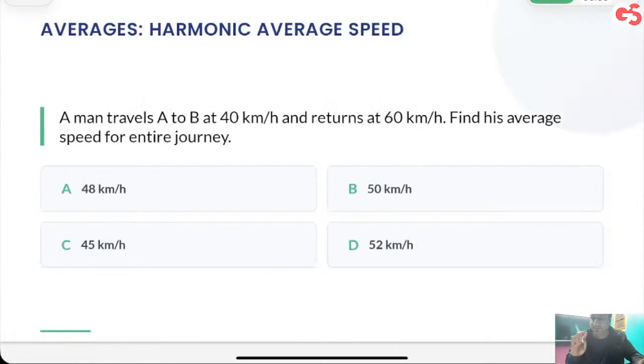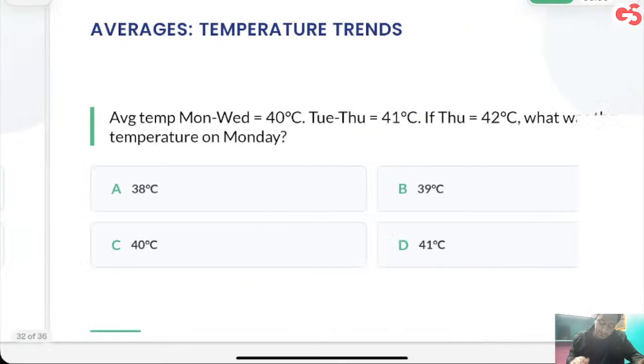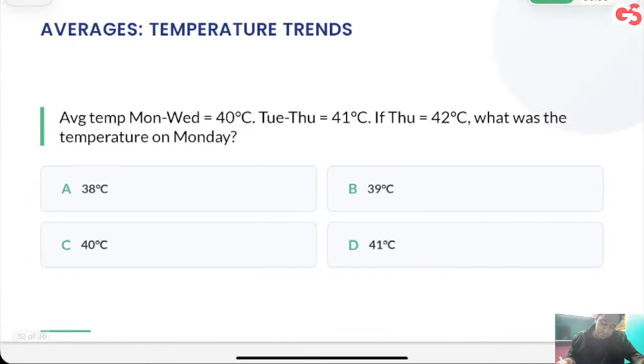इसको ही मत करो, ये हम टाइम स्पीड डिस्टेंस में करेंगे, कल करेंगे. Let's do this one.